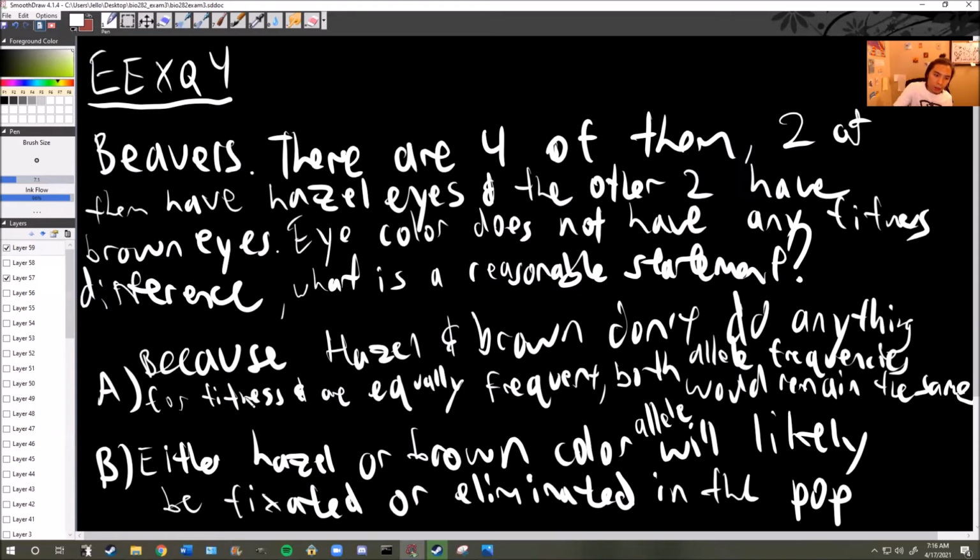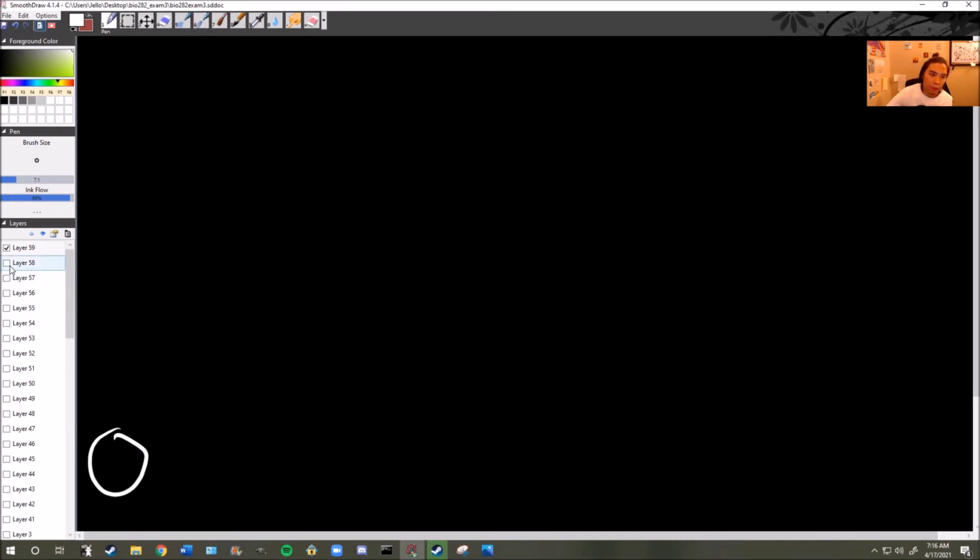So this would be the thing. Either hazel or brown can be fixated by genetic drift, and then by the act of being fixated, the other one would go extinct. It could go either way. They're both the same.